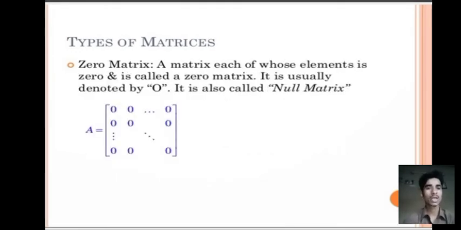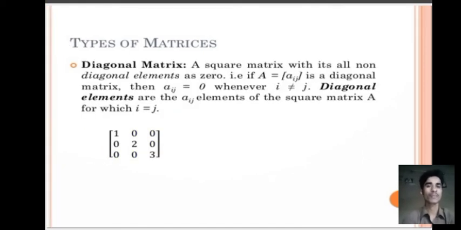Zero matrix. A matrix each of whose elements is zero is called a zero matrix. It is usually denoted by 0. It is also called a null matrix. Diagonal matrix. A square matrix with all its non-diagonal elements 0 is a diagonal matrix, then a_ij equals 0 whenever i is not equal to j.